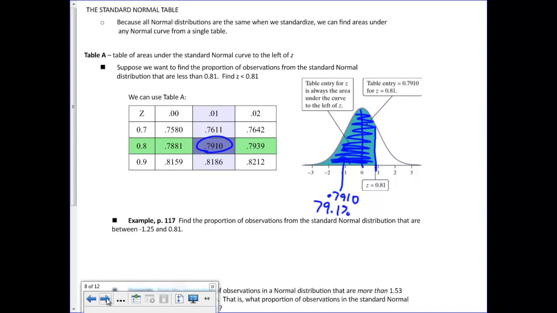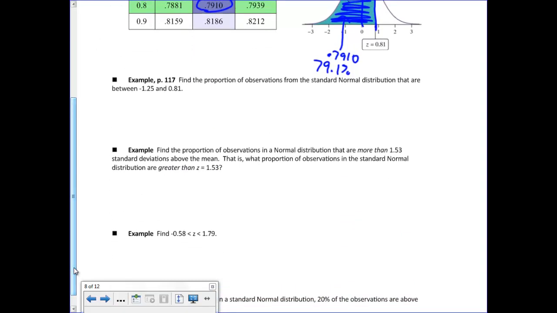In this example, it says find the proportion of observations from the standard normal distribution that are between negative 1.25 and 0.81. Every single time I would tell you to sketch a curve because I think it helps us understand and see what's going on. So here's my rough curve. We know 0's in the middle. I know this is negative 1, negative 2, negative 3. Roughly in here will be negative 1.25. Here's positive 1, positive 2, positive 3, and 0.81 somewhere in here. I'm concerned with this in between.